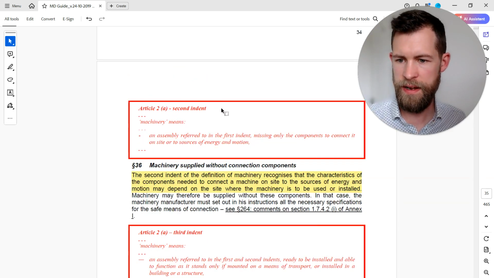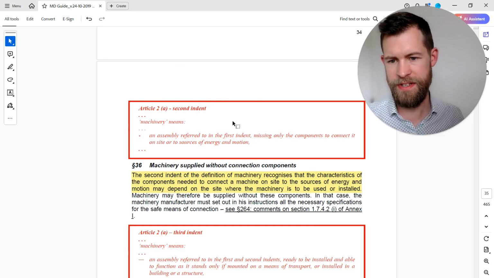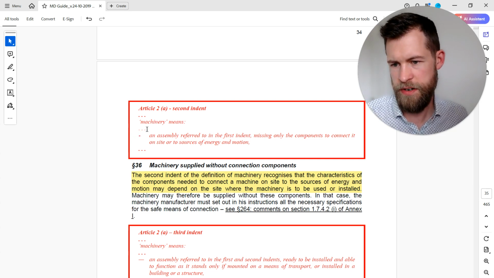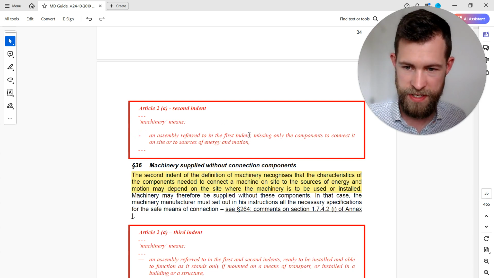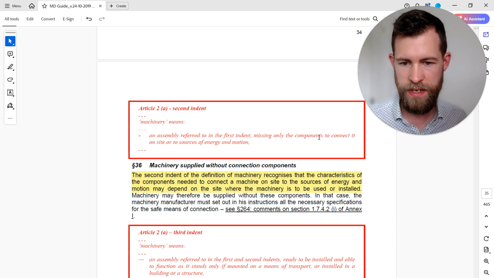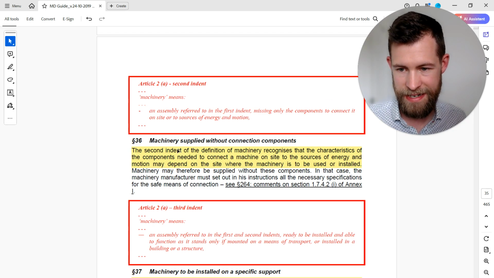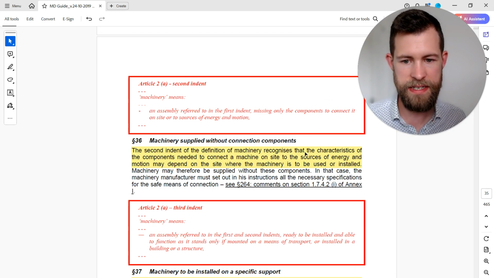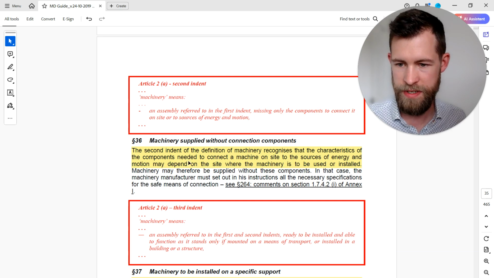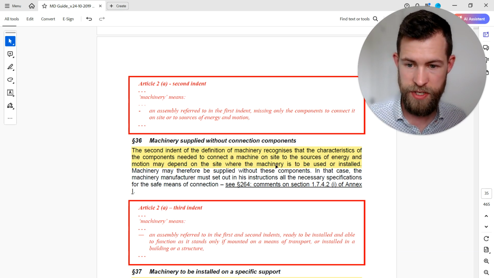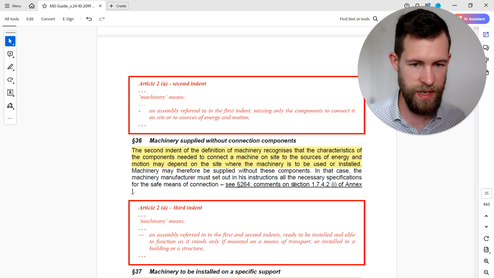So if we have a look then at the second indent, this is continuing on from the definition within the Machinery Directive. So machinery means an assembly referred to in the first indent, so we've looked at that, missing only the components to connect it on site or to sources of energy or motion. So the second indent of the definition of machinery recognizes that the characteristics of the components needed to connect a machine on site to the sources of energy and motion may depend on the site where the machinery is to be used or installed. Okay, makes total sense.